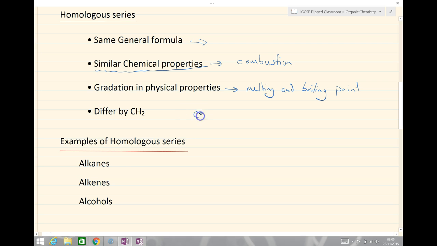So if I look at a set of homologous series here, this is methane, ethane, propane, and butane. Each one, as you go up, has an increase of CH2. So, we briefly looked at some examples there. We're going to look at some specific homologous series, and we're going to look at their general formulas.